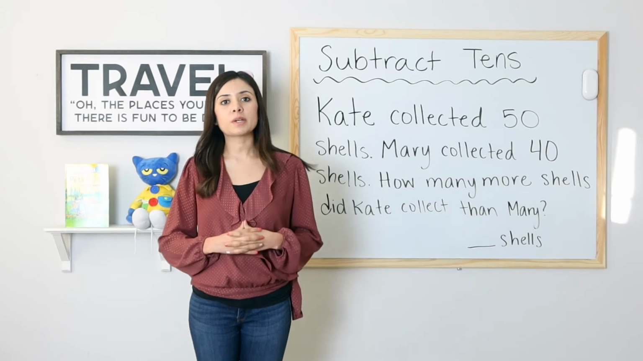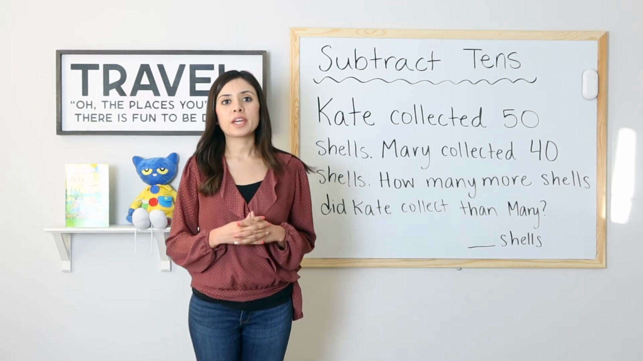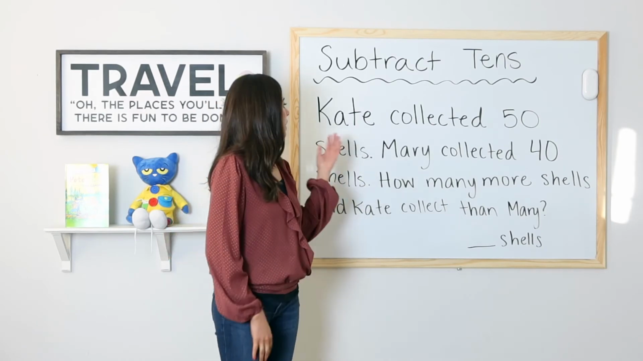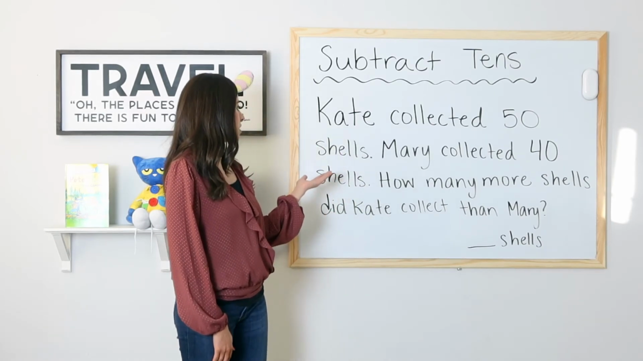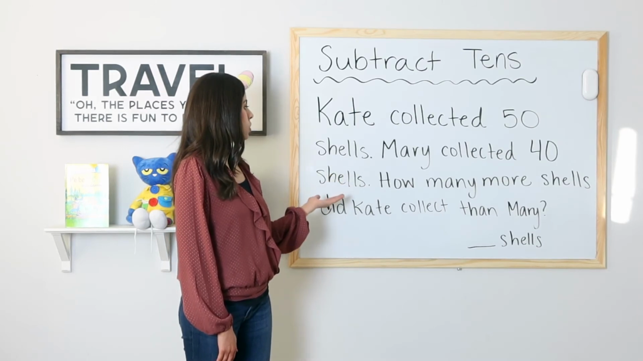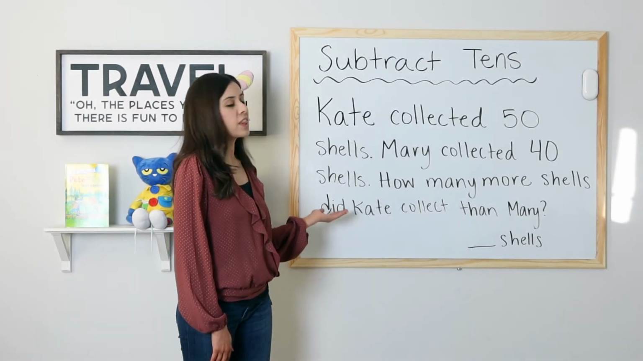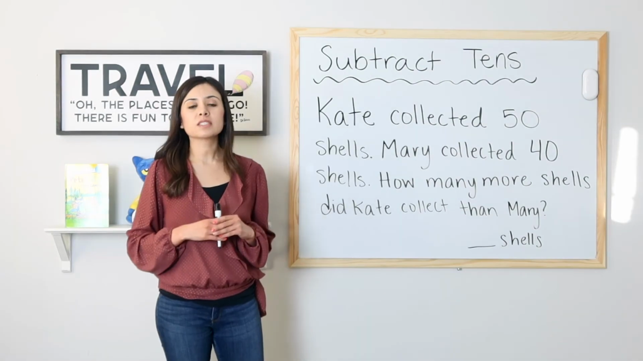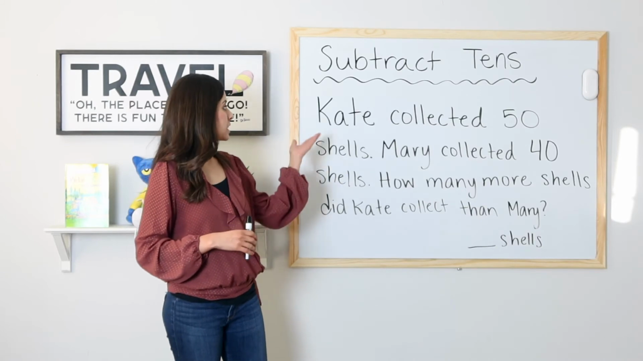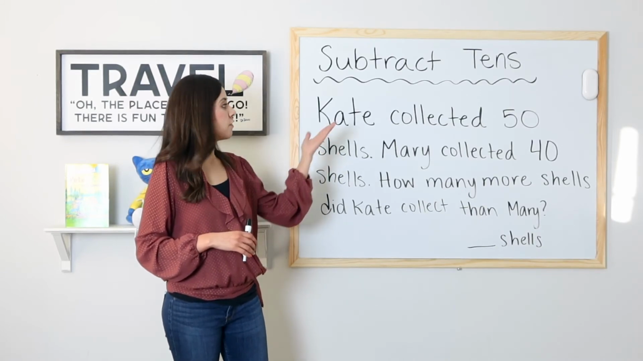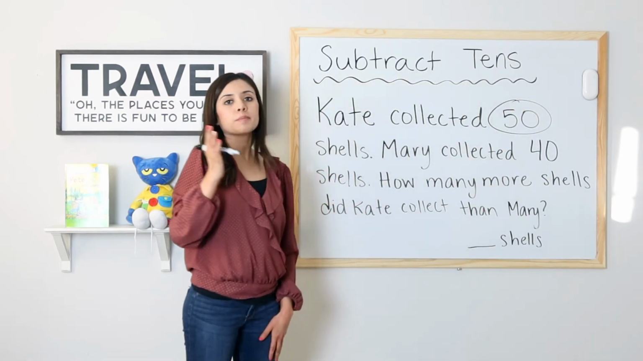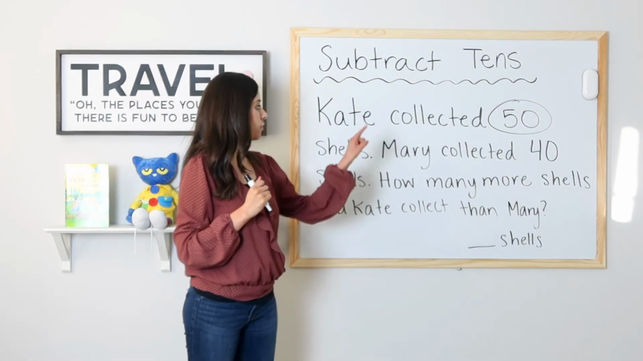Okay, time to take this practice to the real world through a word problem. Let's read this word problem. Kate collected 50 shells. Mary collected 40 shells. How many more shells did Kate collect than Mary? Let's start by circling what we already know. We know that Kate collected how many shells? 50. How many did Mary collect? 40.